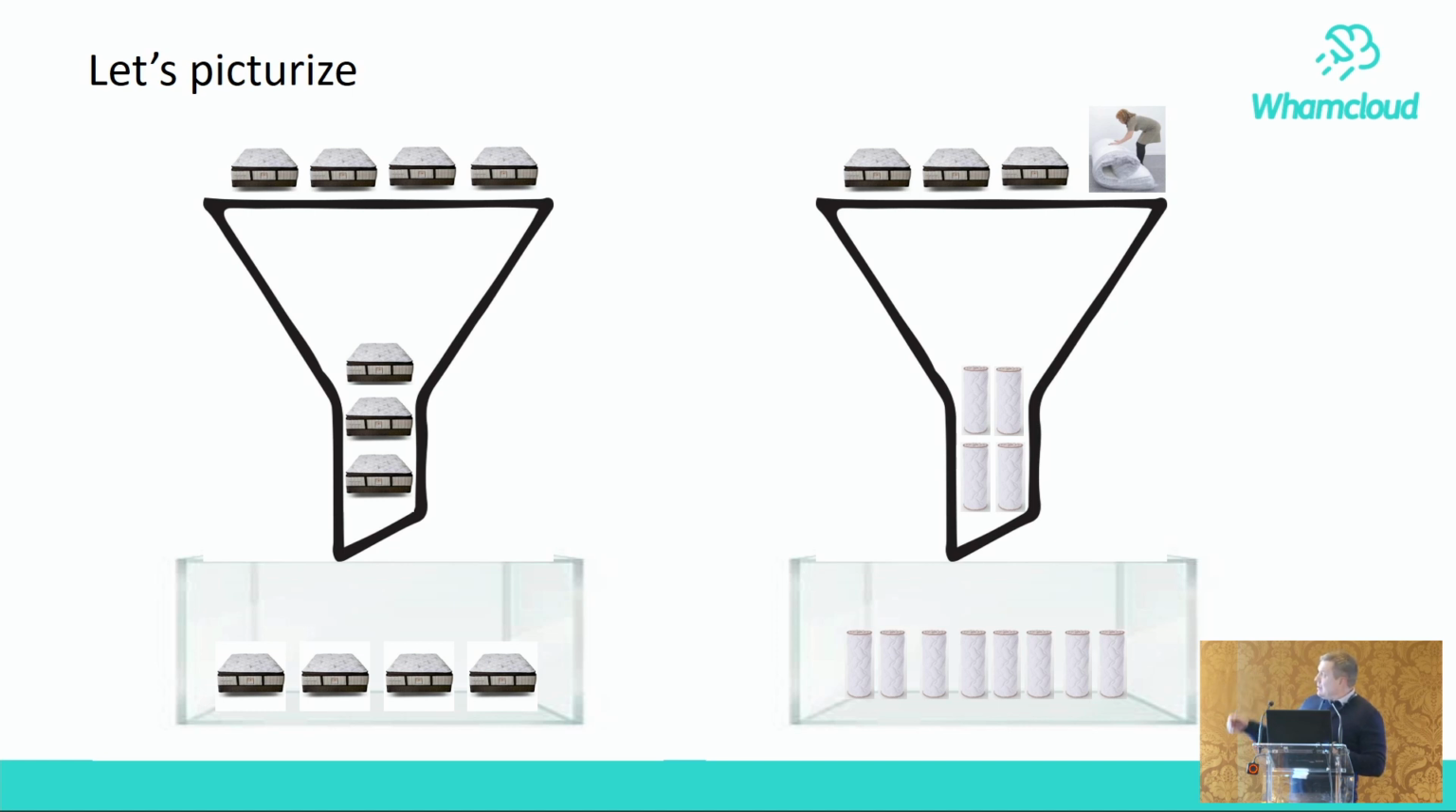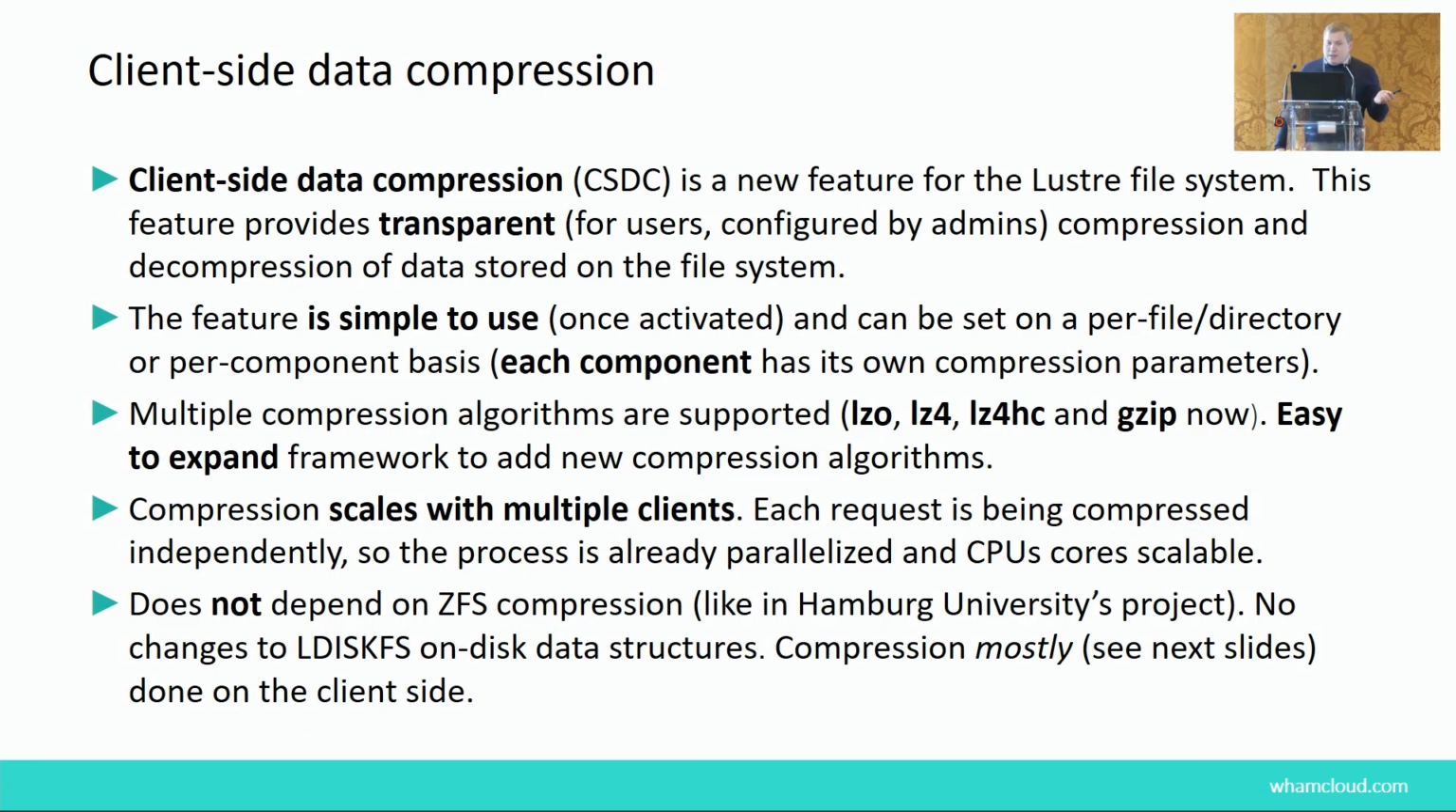So why this picture here? Because client-side data compression works exactly the same way. These boxes are storage, these tubes are the network, and these mattresses are the client page cache. So what is client-side data compression? It's a new Lustre feature that gives a way to transparently compress and decompress data.